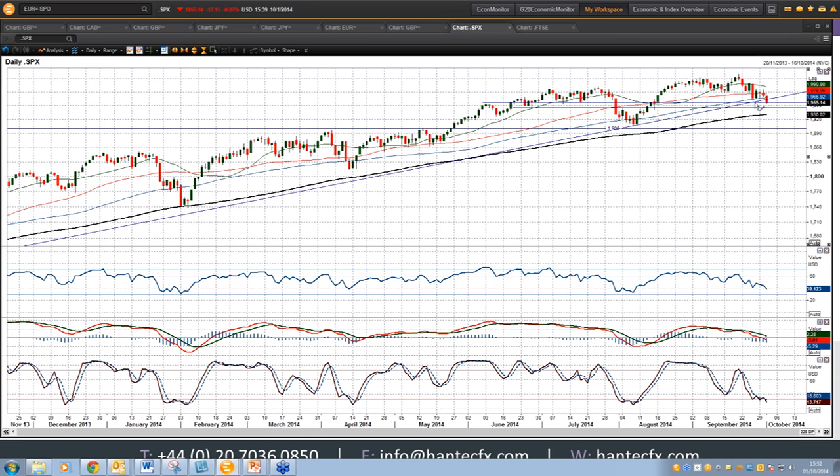You've got this support area here. Now, you've also had a bit of a top pattern completed on the S&P 500. So, are you in a corrective mode? Well, you are, sort of, because the RSI is falling away, the MACD lines are falling away, and the stochastic lines are declining as well.